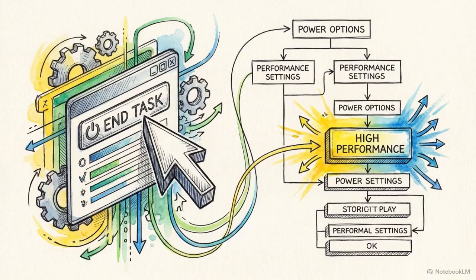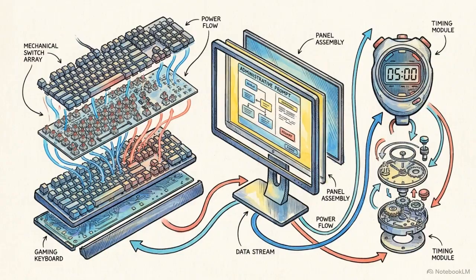Today, we will clean up parasitic background processes and reconfigure Windows' advanced power settings to stop your operating system from throttling your hardware. To complete this process, you need a Windows PC, administrative privileges, and about 5 minutes of focus.